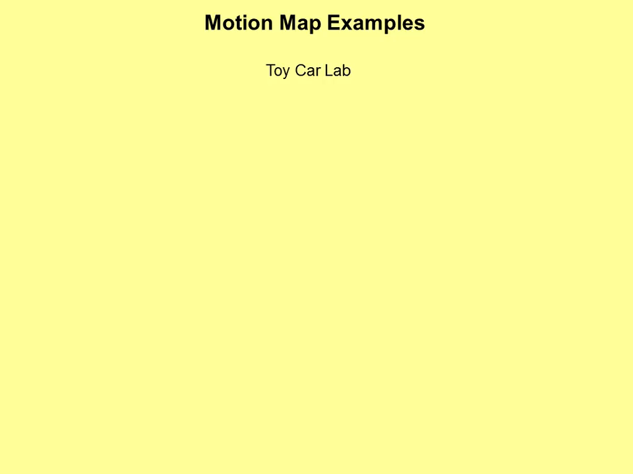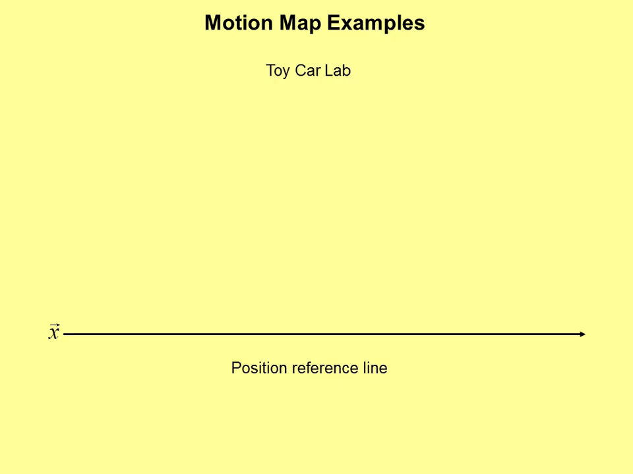So to show you what a motion map is, I'm going to do two different examples. The first one is based on our toy car lab. Now all motion maps consist of three things. First of all, a position reference line. Now I know it's a position line because there's an X by it, and X stands for position, right? Horizontal position in this case.